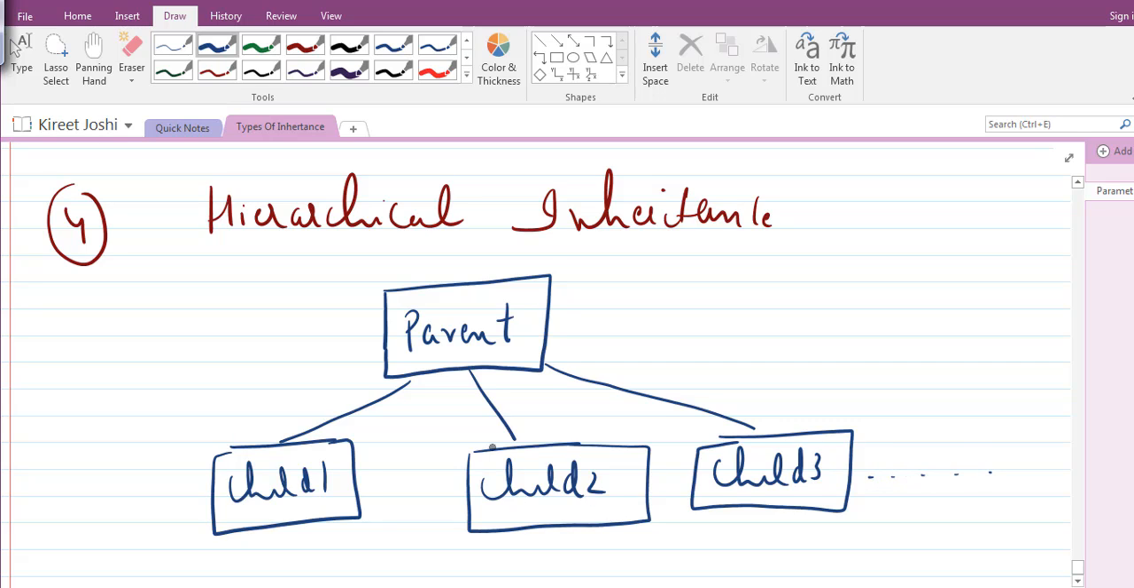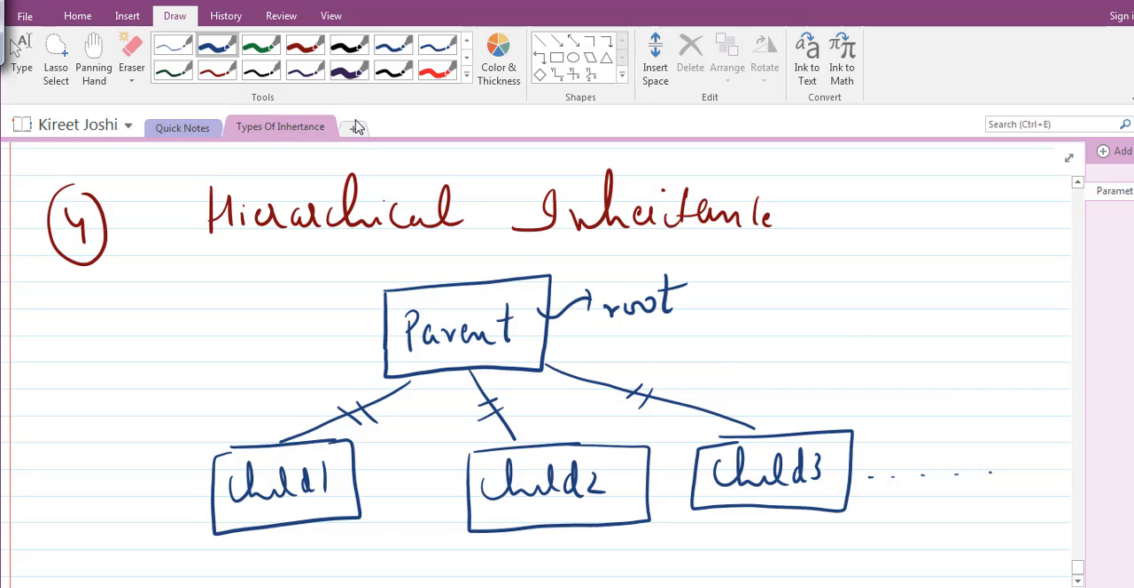So you can say it is in the form of a tree, where you can have different branches. There are n number of branches, and this parent is the root. This is the root, and it contains different branches that constitute the different children. So there is a single parent or a single root from which different child classes have been derived.